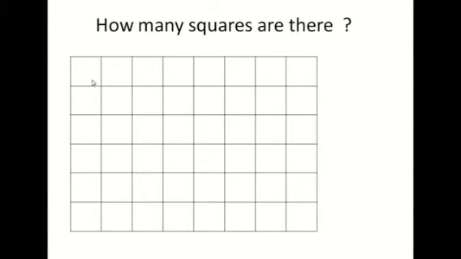If you count continuously one after the other, you will get how many squares are there. Or in other way, if you count that 8 squares are there in row wise and 6 squares are there in column wise, then 6 into 8 also give you the answer how many squares are there. Yes? It is very easy.